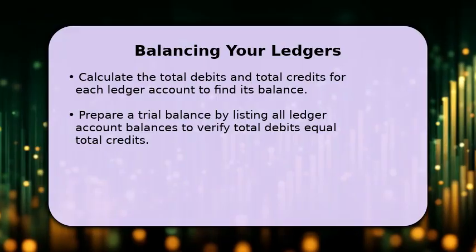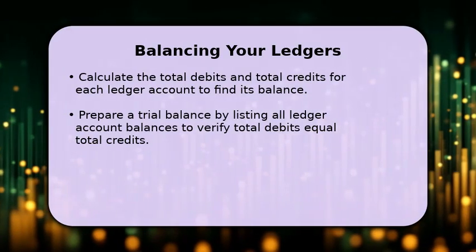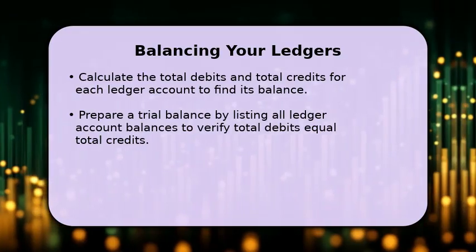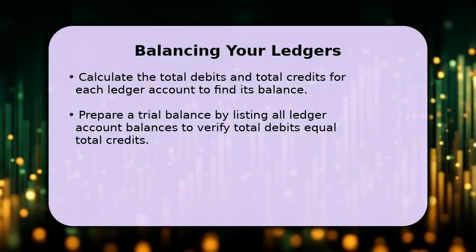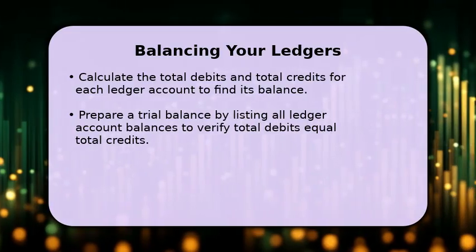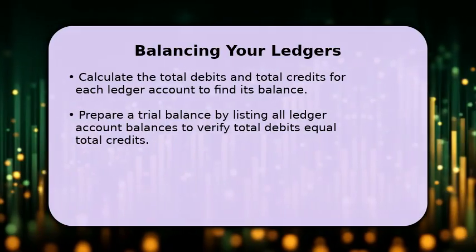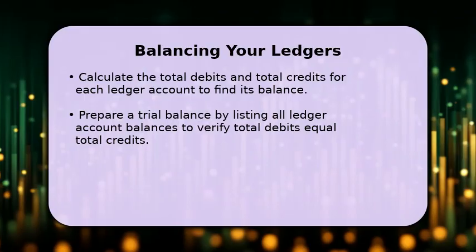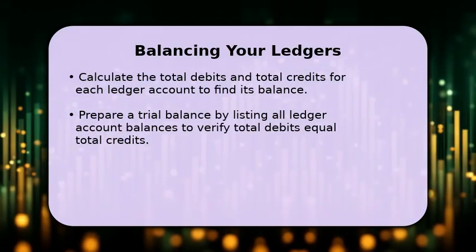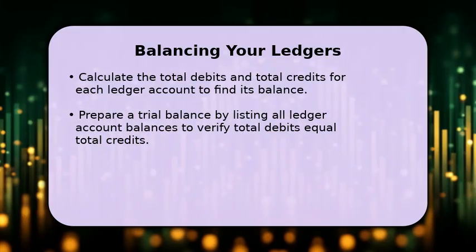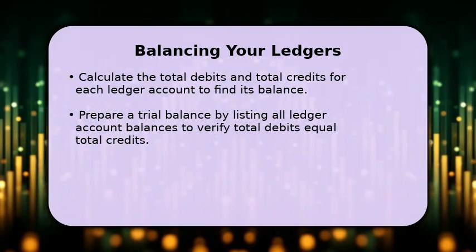Finally, after all transactions are posted, it's time to balance your ledger accounts. For each account, sum up all the debits and all the credits separately. The difference between these two totals gives you the account's ending balance. For example, if cash had $1,000 in debits and $200 in credits, its balance would be $800. This crucial step helps you prepare a trial balance, ensuring that your entire accounting system remains in perfect equilibrium before generating financial statements.